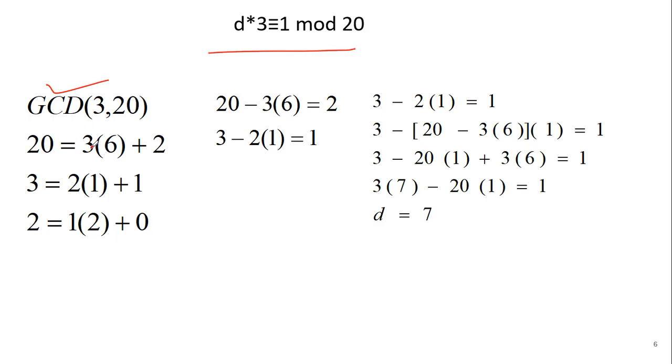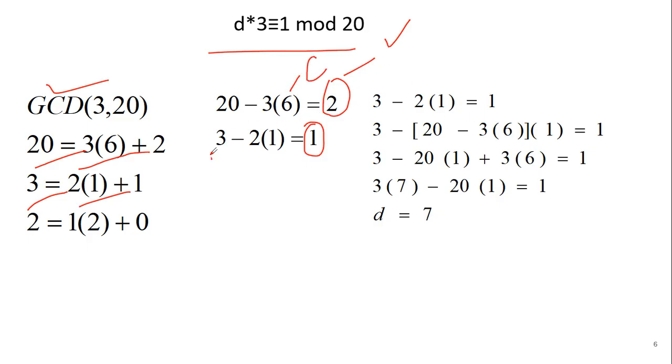20 we will write as 3 times 6 is 18 plus 2. This 3 will come here, and this 2 will come here. 2 times 1 is 2 plus 1. Then this 2 will come here and this 1 comes here. 1 into 2 is 2 plus 0. After that we take 20 minus 3 of 6 equal to 2, and 3 minus 2 of 1 equal to 1. So whatever values are not in a bracket are the variables, and the bracket values are the coefficients.